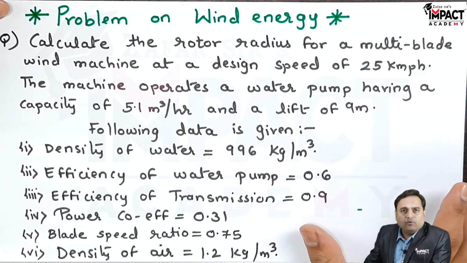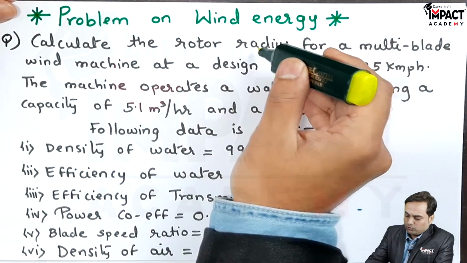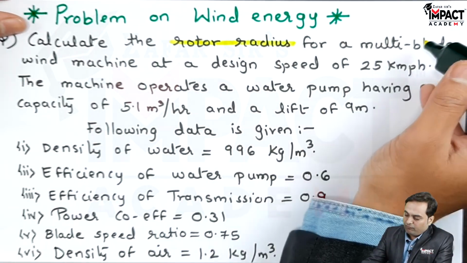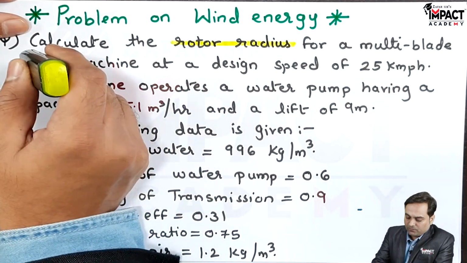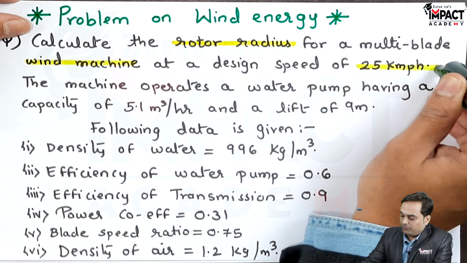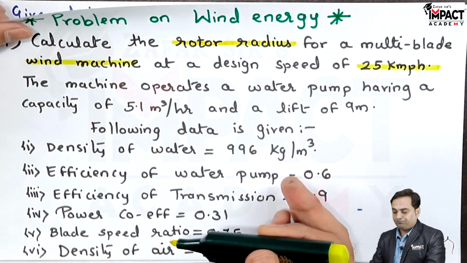Now let us take a problem on wind energy. Here is the question. It is given, calculate the rotor radius. So that's the question. We have to find the rotor radius for a multi-blade wind machine, that is the windmill, at a design speed of 25 kilometers per hour.